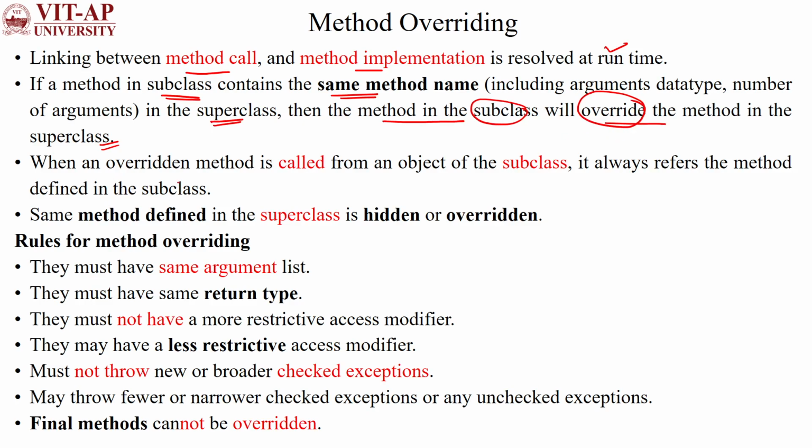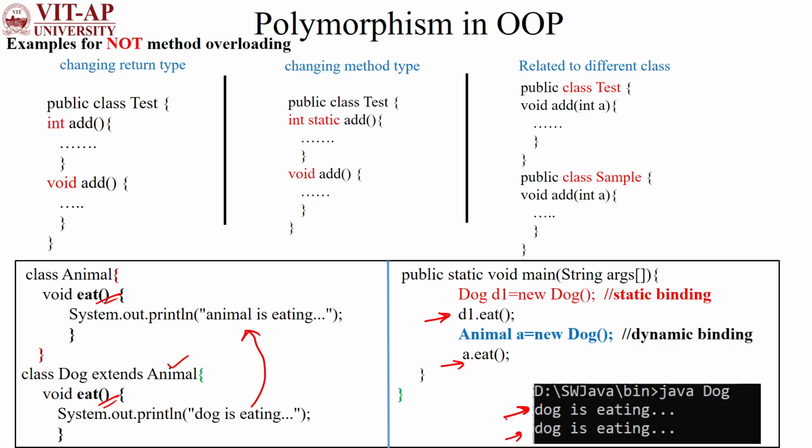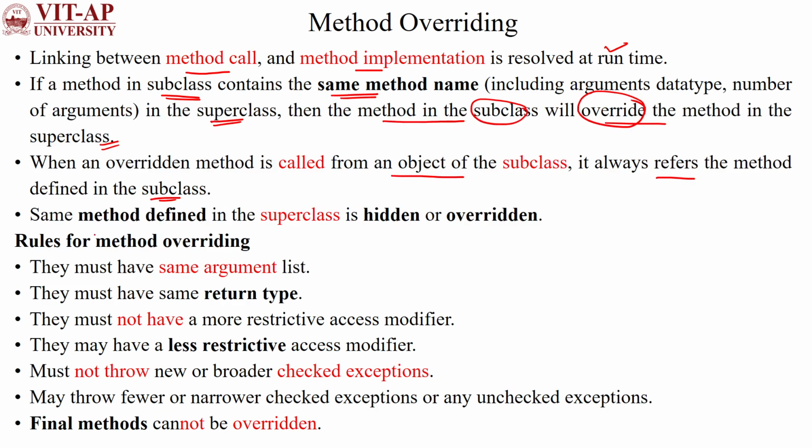Okay, when an overridden method is called from an object of the subclass, it is always referencing the method which is defined in the subclass. That means whenever we are calling the method eat, either using static binding or dynamic binding, the subclass method is overriding the parent class method. The same method defined in the superclass is hidden behind the subclass method, which is technically called overridden.